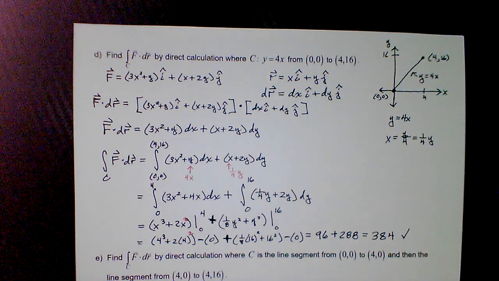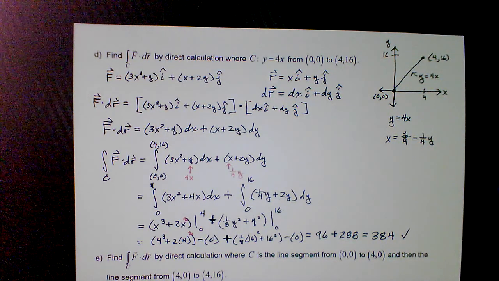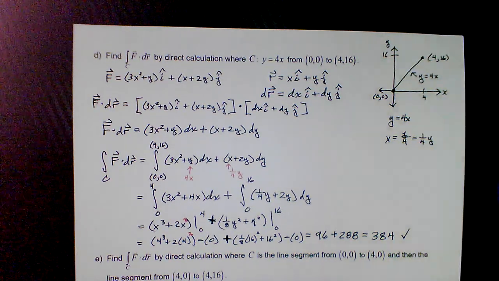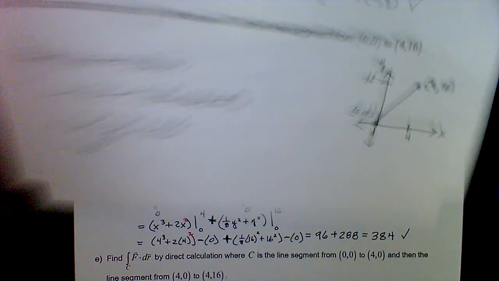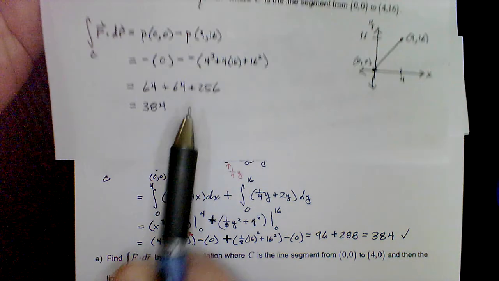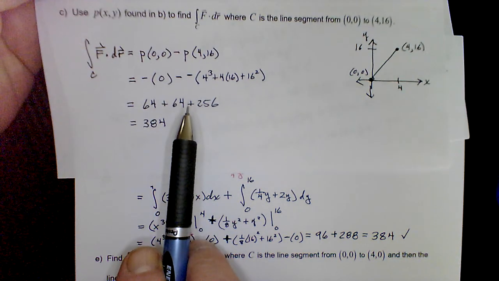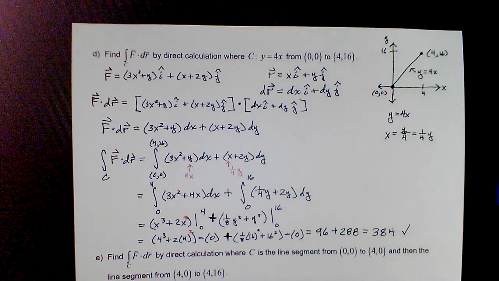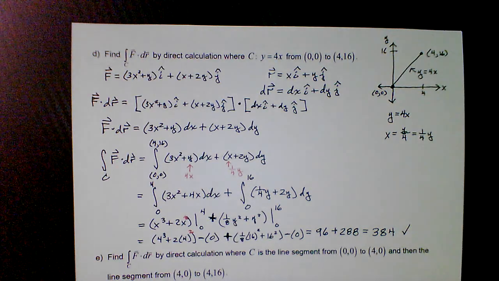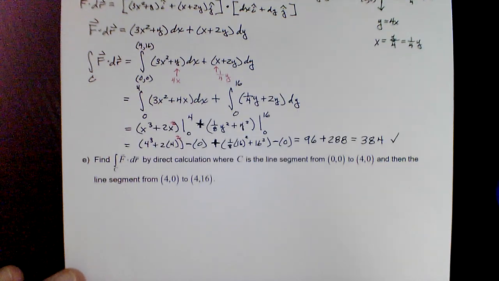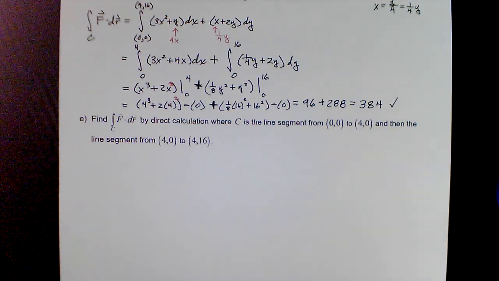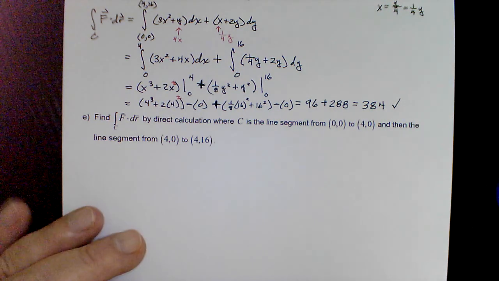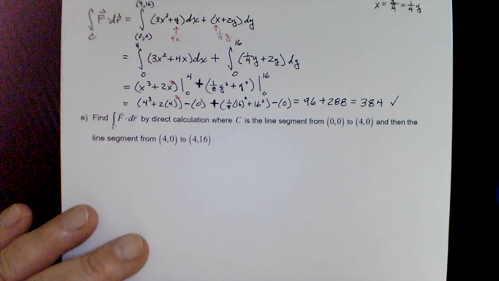And so that checks with, that's what's really cool about this, it checks with what the potential function gave us that we just used in part C. Alright, now, if you think that's exciting, watch this. Now we're going to evaluate the same integral, but taking a different path. Because remember, we said this is path independent, right?